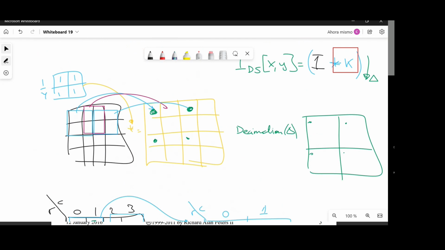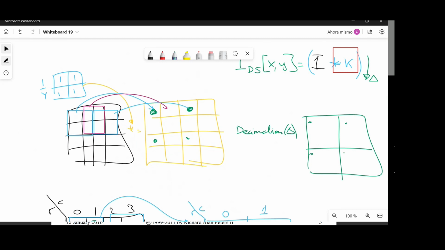What are the problems that normally are associated to the sampling rate? Aliasing. So, it can cause aliasing. It does cause aliasing. So, this kernel causes aliasing.